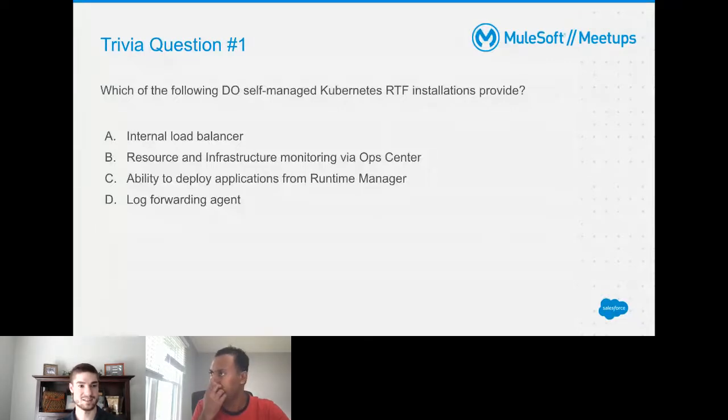I can't see the chat. There's a few B's, a few A's, a few C's. They're all over the place. The answer is C. And then I'll pass it back over to you, Brian.